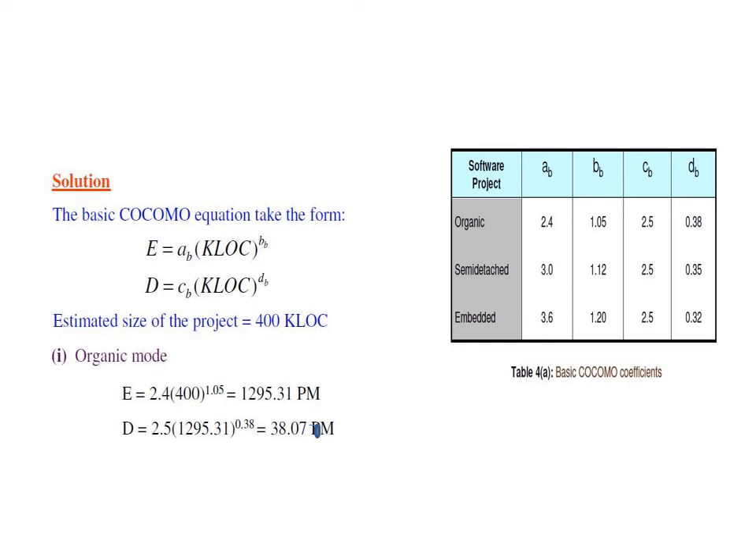So the c coefficient is 2.5, and 2.5 into 1295.31, that is the estimated effort, raised to d, that is 0.38. We will get the duration as 38.07 months. It's not person months, it's 38 months.